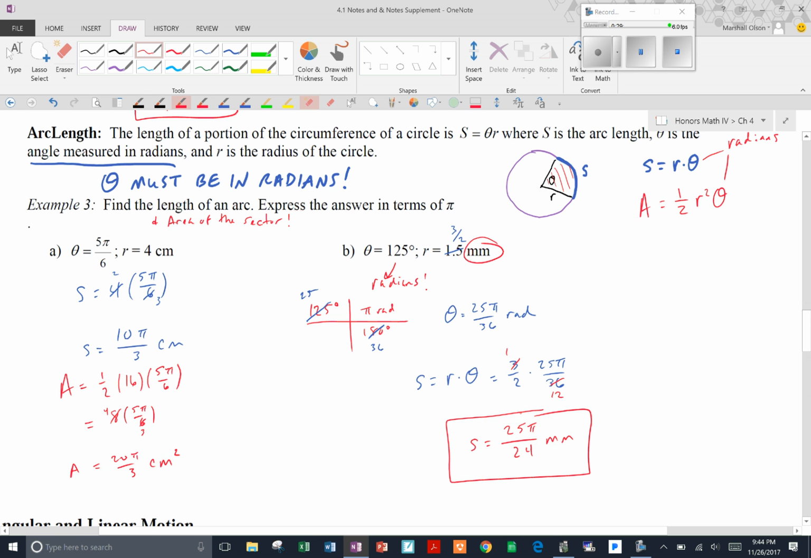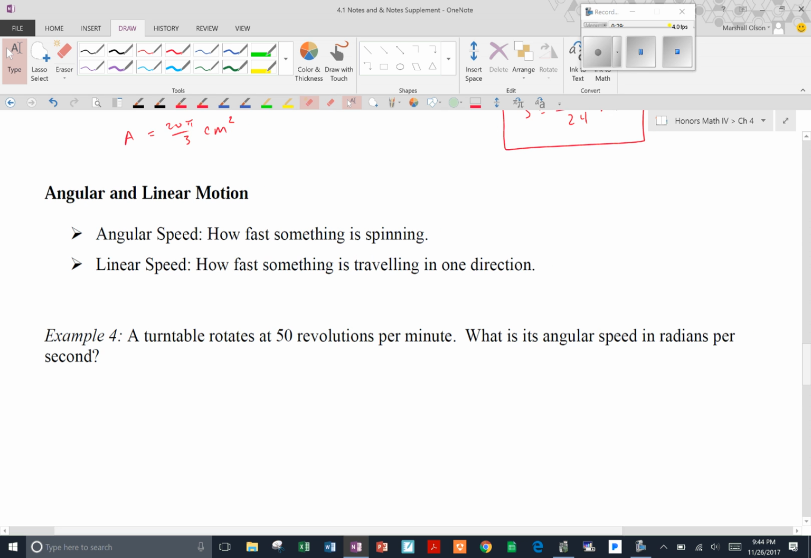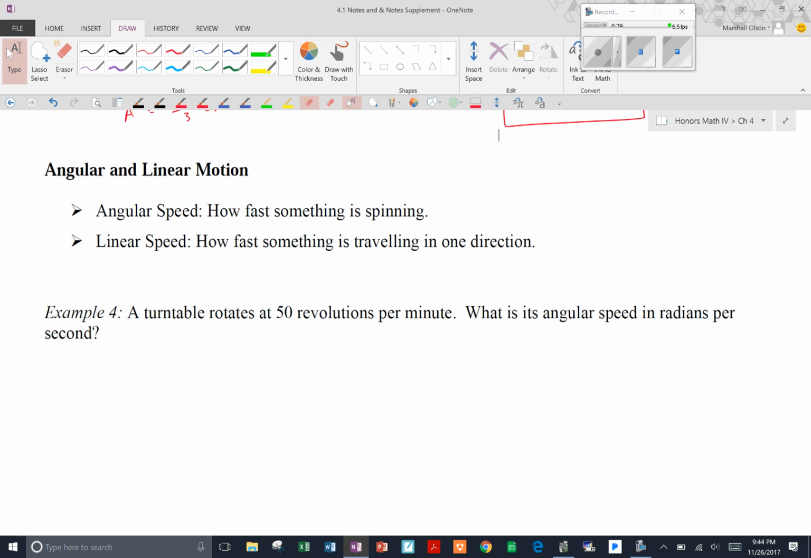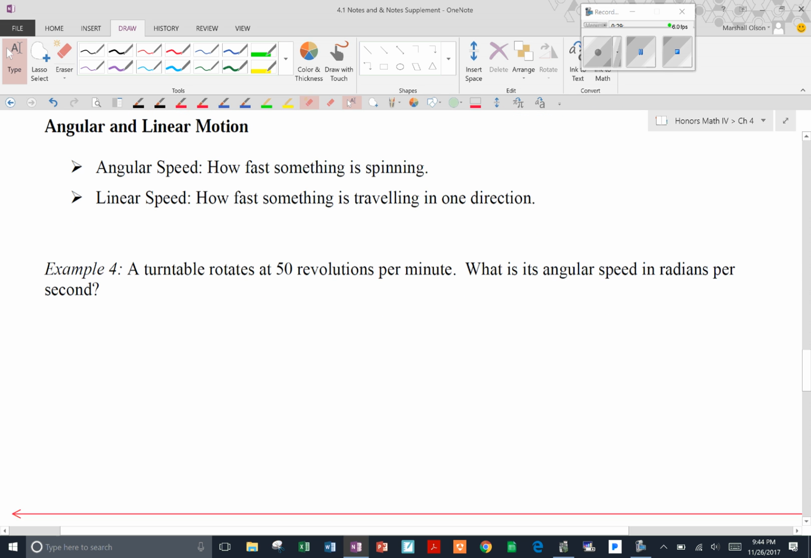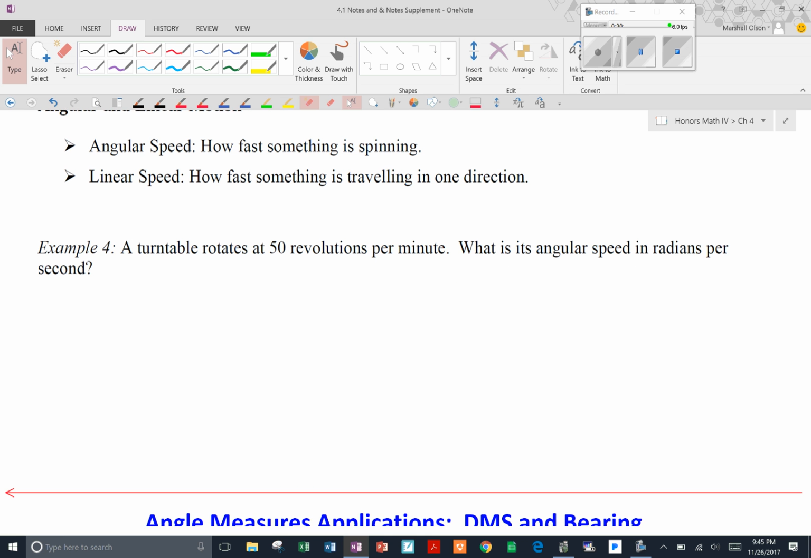Okay, the next thing we're going to look at here, sticking in the notes packet, is angular and linear motion and angular speed. Okay, angular speed is how fast something is spinning. Linear speed, you're familiar with that. That's how fast something is traveling in one direction. We're going to turn that into angular speed with conversion factors. So some important things to know.